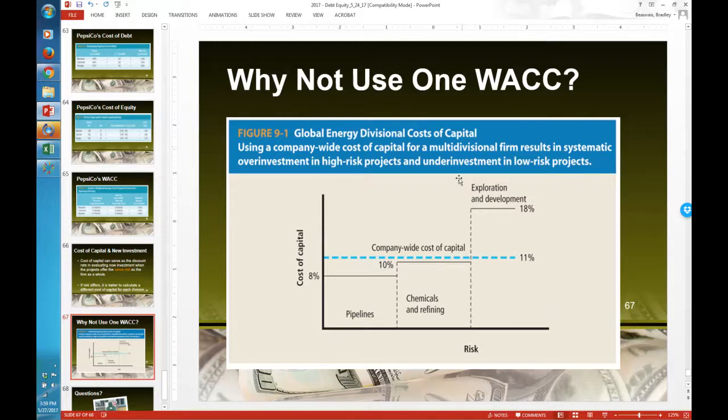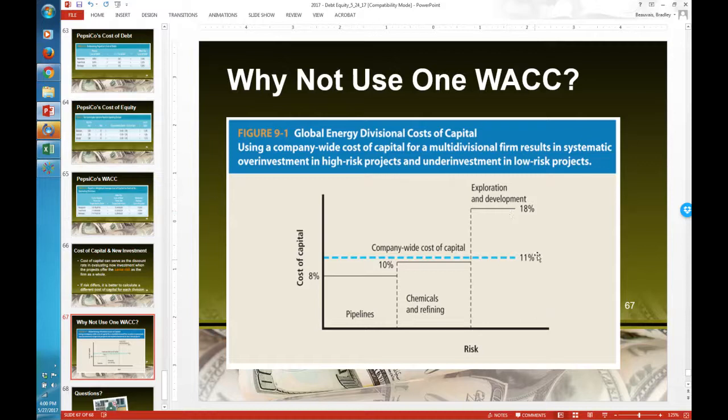Here we have a global energy division. We've got three different divisions. One is pipelines, one's chemicals and refining, one is exploration and development. Now, if we have a company-wide cost of capital of 11%, if I were to launch a new project in exploration and development, and I assigned a discount rate for anything that they're going to do at 11%, the CEO of exploration and development would be overjoyed. You'd probably want to kiss everybody around the table, because anything that they launch at an 11% discount rate is going to look overly rosy. It's going to basically overpromise the projected earnings or projected return on any project from that division.